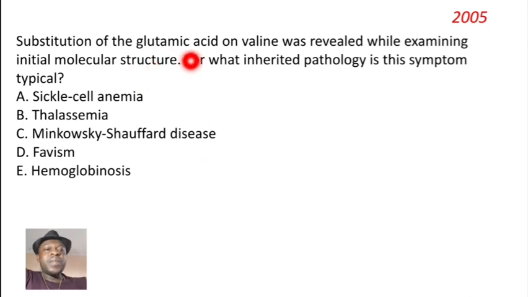Substitution of glutamic acid by valine was revealed while examining the initial molecular structure. For what inherited pathology is this symptom typical? First, you need to know that normally in our hemoglobin we have glutamic acid, which is hydrophilic. If there is a mutation, it will be replaced by valine. Valine is hydrophobic, so this will cause extensive folding of the hemoglobin chains, and this will distort the shape of the erythrocyte.